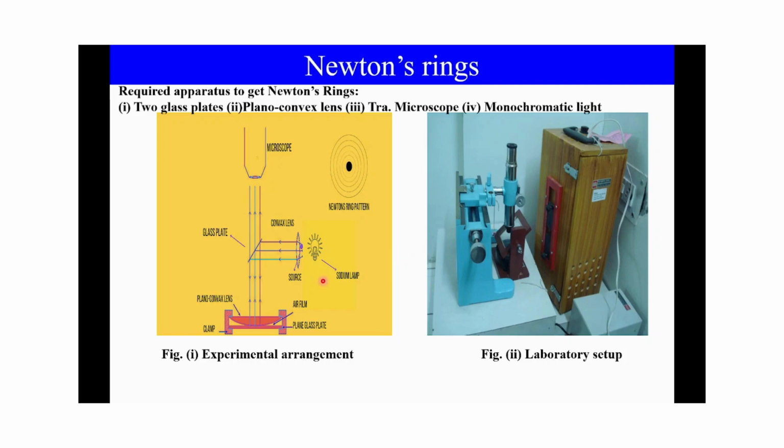Now in this first diagram, we have to arrange this plano-convex lens on the plane glass plate and take another plane glass plate, which is arranged at 45 degrees in front of this glass plate. We have to maintain a monochromatic light source. The example for this monochromatic light source is a sodium vapor lamp, and a travelling microscope is used to see the Newton's rings. Then we will discuss how these rings are going to form in detail.